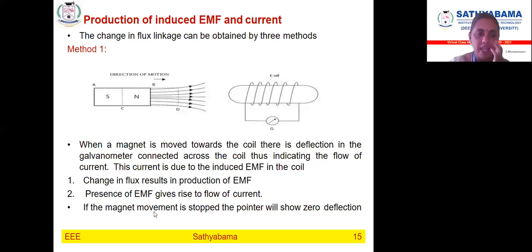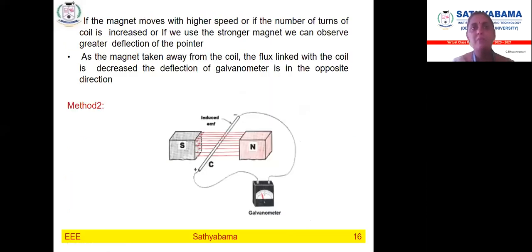Clear? If the magnet movement is stopped, the pointer will show zero deflection. That is a very, very important point. If there is no movement in this arrangement, the EMF induced will be zero. This is very, very important. This is method one. If the magnet moves with higher speed, or if the number of turns of the coil is increased, or if we use a stronger magnet, we can observe greater deflection of the pointer. This is how to improve the generation of EMF.